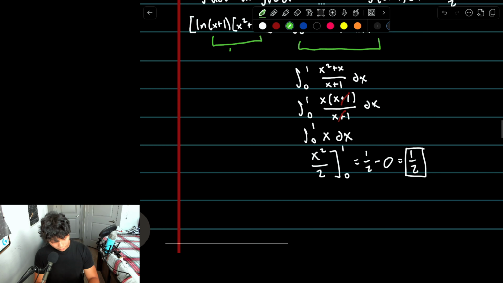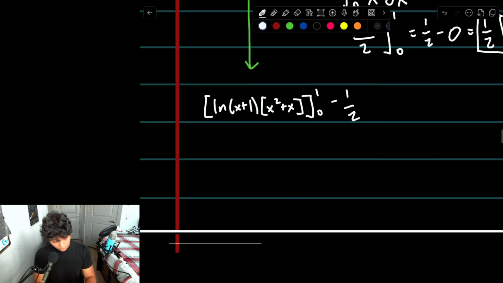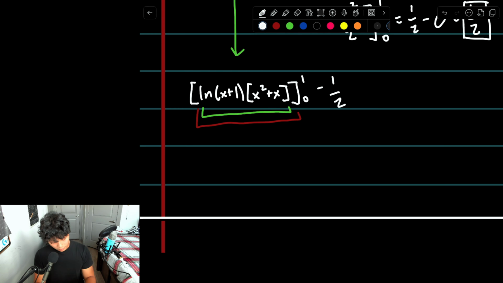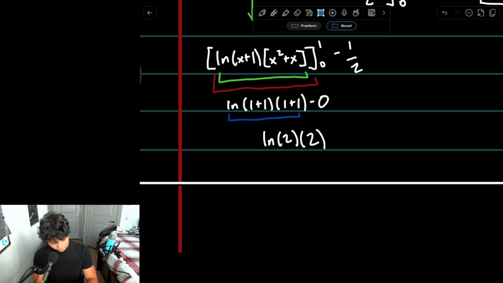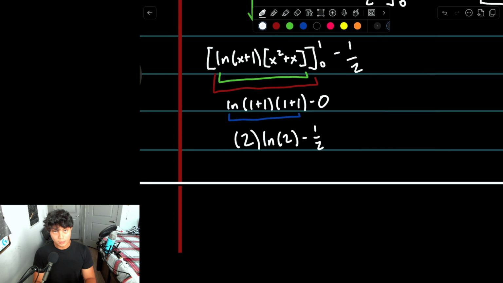Now we can bring down our first half and subtract the second half from it. Now let's try to focus on solving this. And to solve for this, we're just going to plug in our bounds, which will get us ln 1 plus 1 times 1 plus 1. And we don't have to subtract a 0 because we know that will just leave us with this portion. So our final answer for the left side is just going to be ln 2 times 2. And you can prefer to just put it in the front if you'd like, and then minus 1 half. And that is our answer.